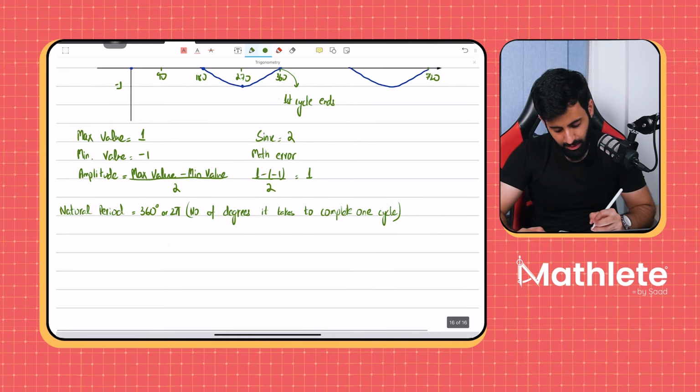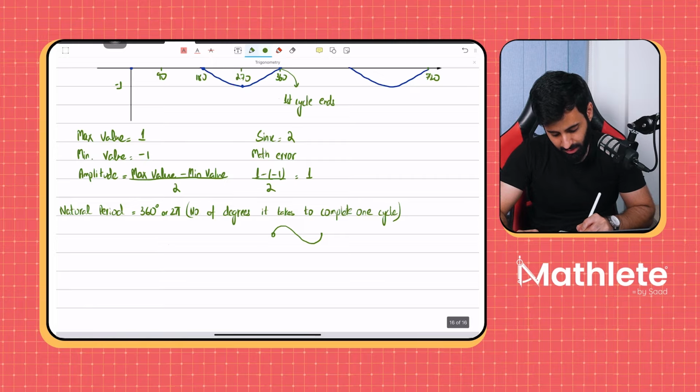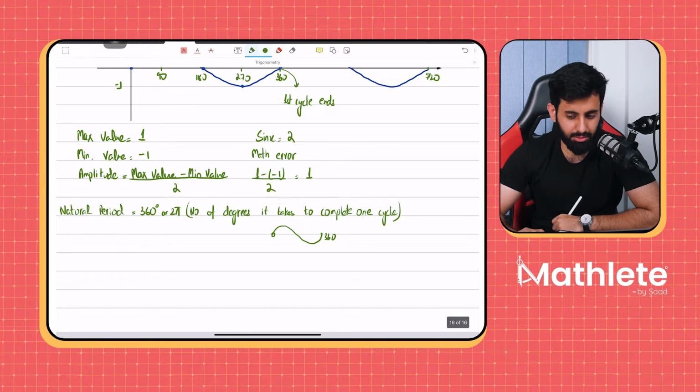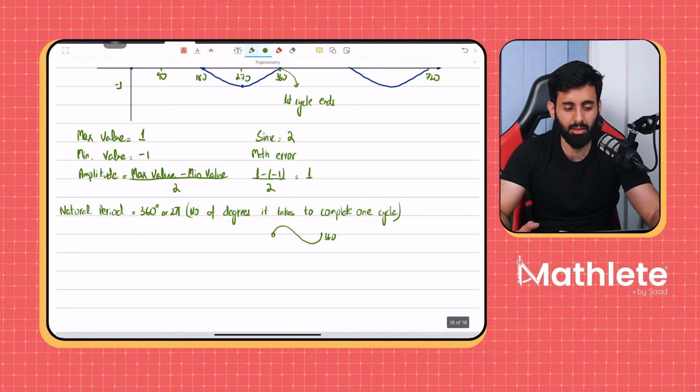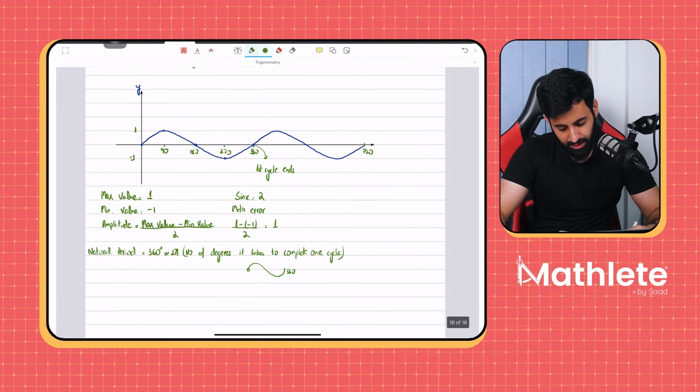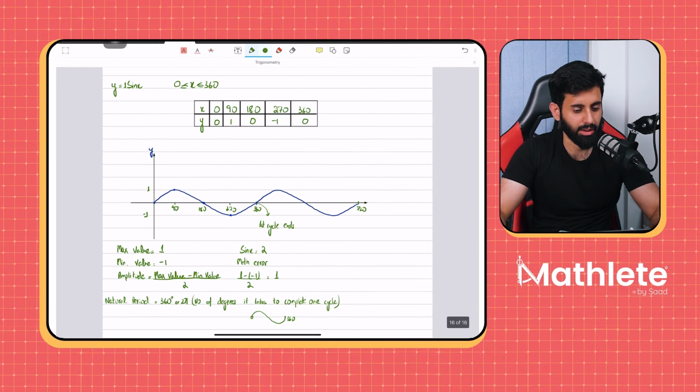All right. So what does one cycle look like? This is what one cycle looks like. This is 0 and this is 360. After that, it's the exact same pattern again, which means it's the next cycle. All right, so this is what the graph of sine x looks like.